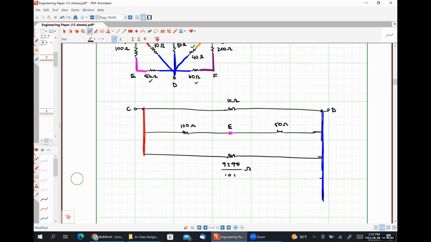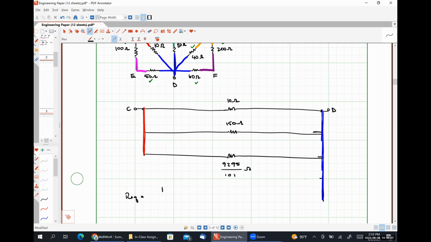So now I'm going to move to the next path above it. It looks to me like 100 is in series with 50, so I'm going to replace that with a single 150 ohm resistor. And now I just have 3 resistances in parallel.